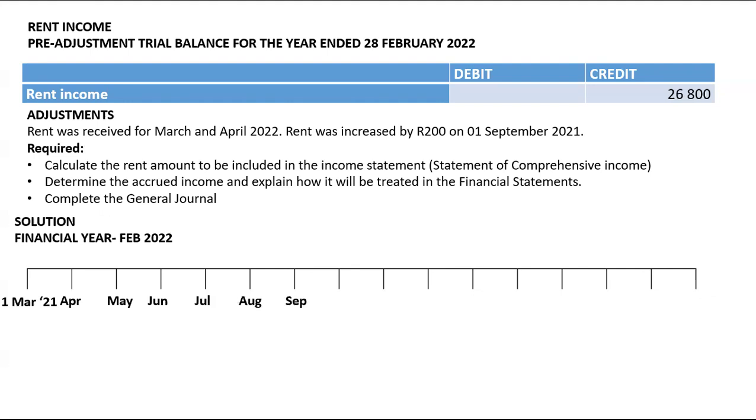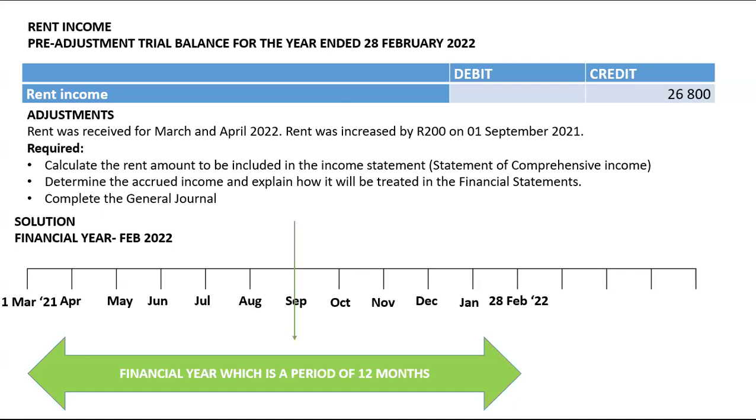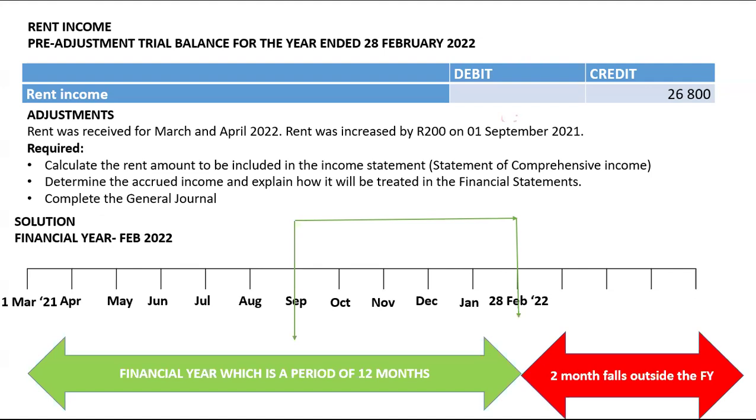Now, this is how our timeline will go. Stop in February, which is 12 months, and then we have 2 months that fall outside the financial year, which is March 2022, as well as April 2022. Meaning that our rent was X for 6 months, but thereafter it was X plus 200 for September, October, November, December, January, February, March, April, which is 8 months.